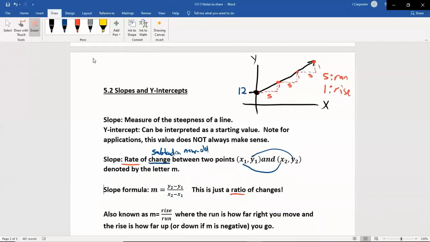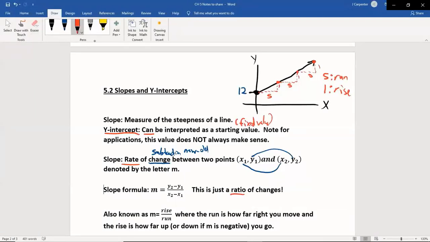Now, there is another definition up here that I did not talk about immediately, but that's for a reason. The y-intercept. This is going to be very true in this course. Can be. And it's not always going to make sense. Your y-intercept can often be interpreted as a starting value or a fixed value. Those are interchangeable concepts.